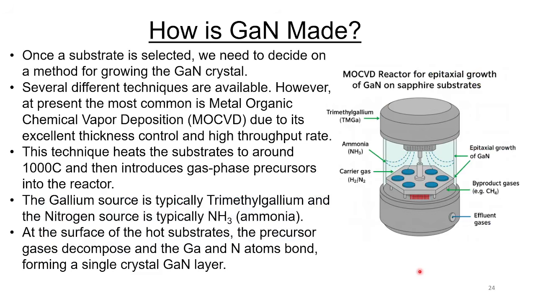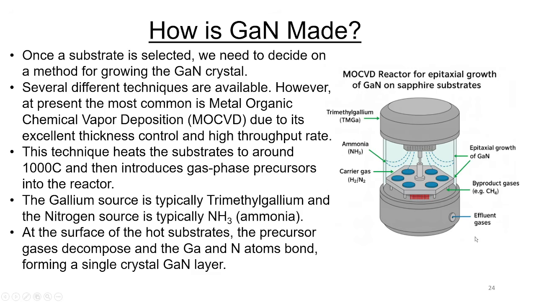So once a substrate is selected, we need to decide on a method for growing the gallium nitride crystal. Several different techniques are available. However, at present, the most common is metal organic chemical vapor deposition due to its excellent thickness control and high throughput rate. This technique heats the substrates to around 1000 degrees C and then introduces gas phase precursors into the reactors. And you can see the substrates on the diagram off to the right here. They're these blue circular discs.